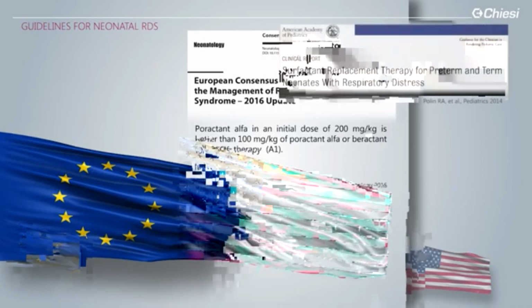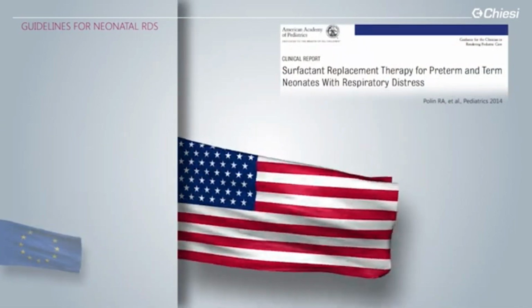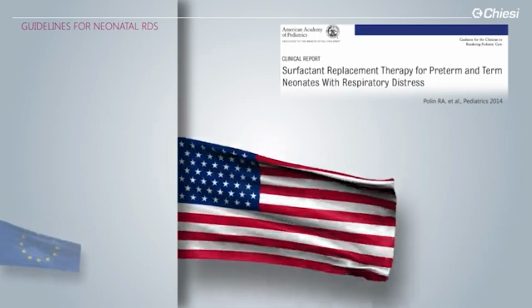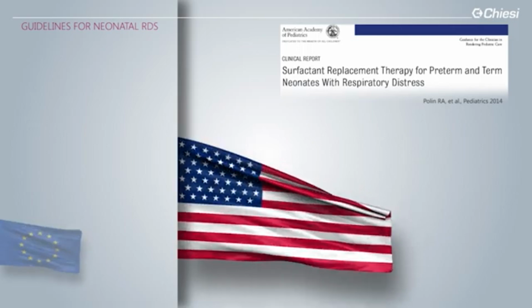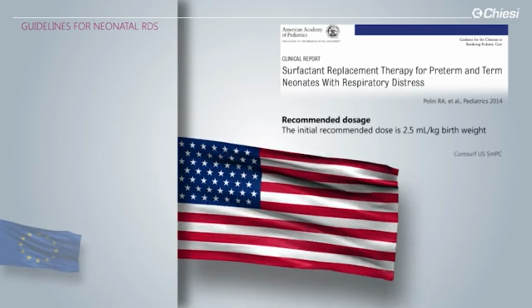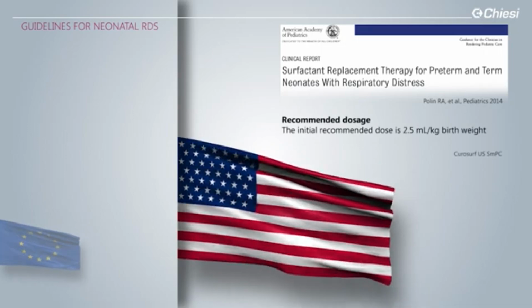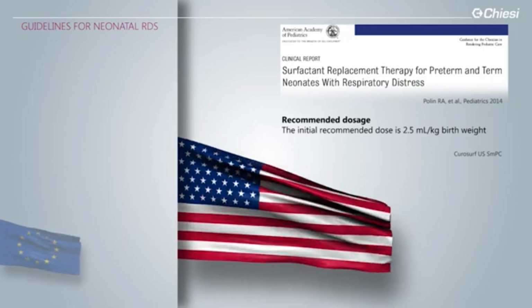On the other side of the ocean, the American Academy of Pediatrics guidelines state no recommended dose, but instead they say that the dose should be designed according to pharmacokinetic data, which means, again, but anyway, in the US, poractant alpha is only licensed for an initial dose of 200 mg per kilo for the treatment of neonatal RDS.